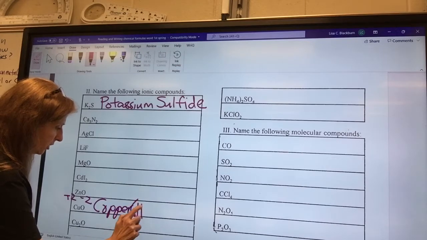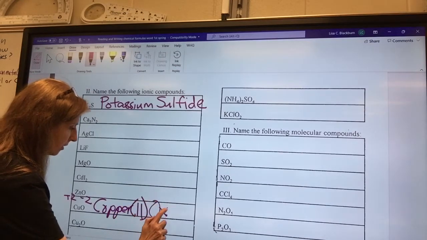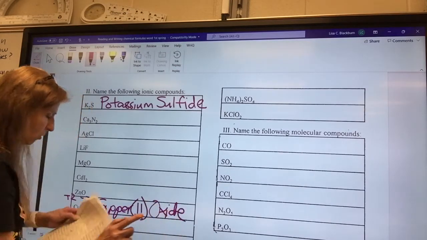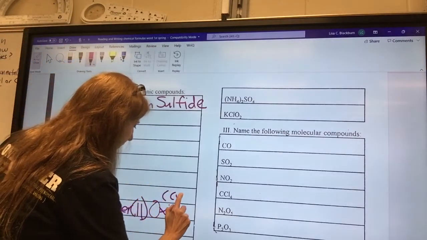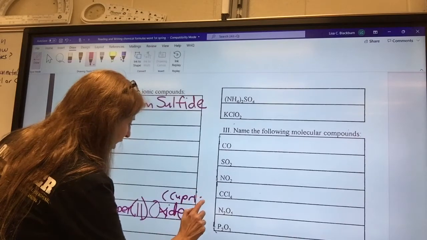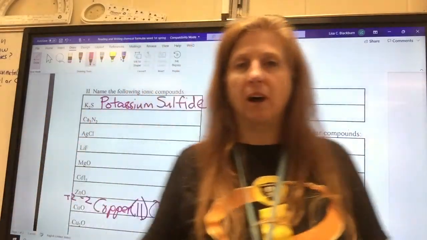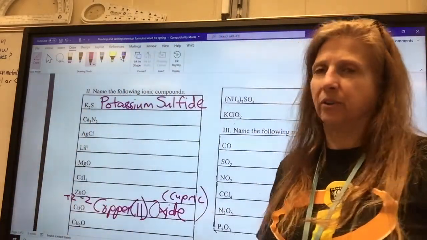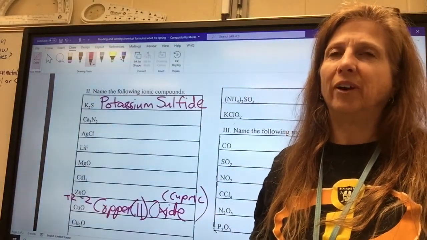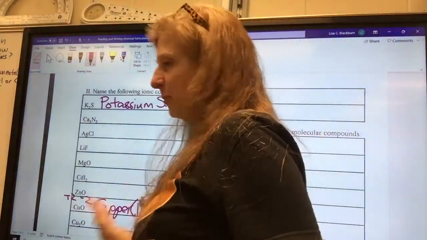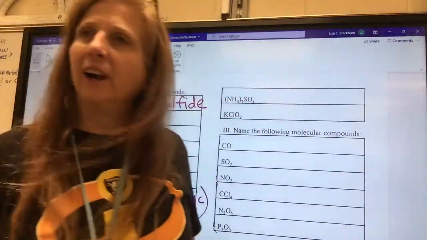Remember, it's Roman numerals, or you could put in parentheses here, it's cupric. And I promise you, you're going to see cupric oxide more than you're going to see copper 2 oxide in real life. Very disappointing to me. I was ready to go with the Roman numerals.